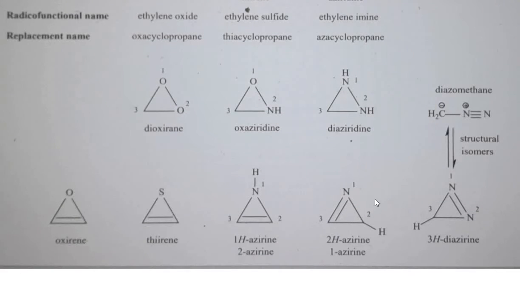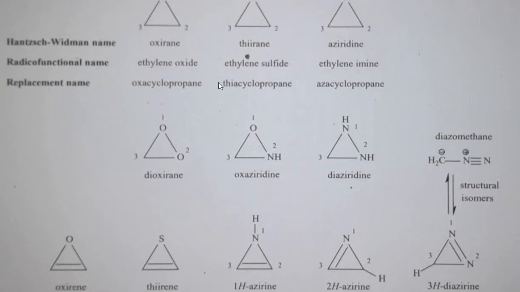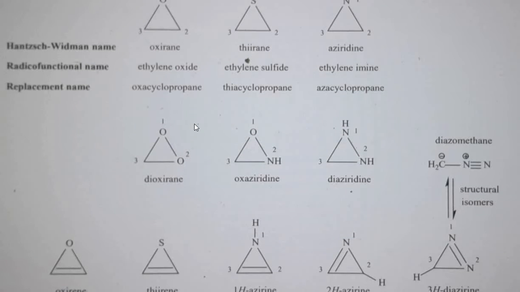Now the important thing you can look at: this is oxirene, this is thiirene. Now again here 1H-azirine and 2H-azirine, two nomenclatures are there. One is due to the position of hydrogen, and here you can see 2. So 2H-azirine and 1H-azirine. Like 3H-diazirine, and this is in equilibrium with diazomethane. I hope this part is clear.